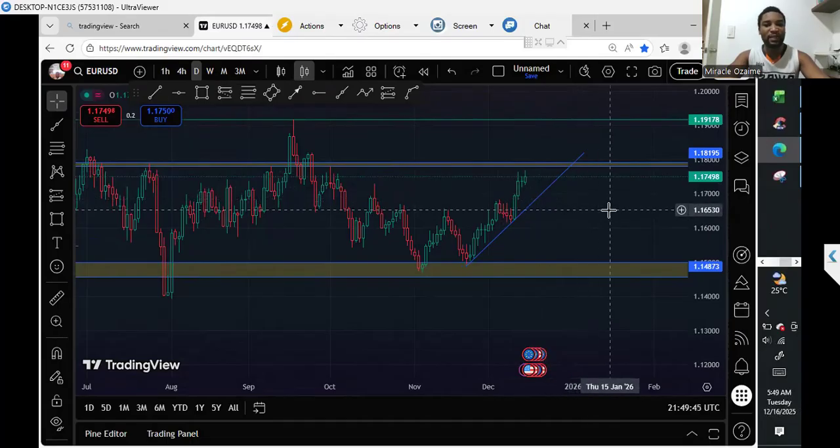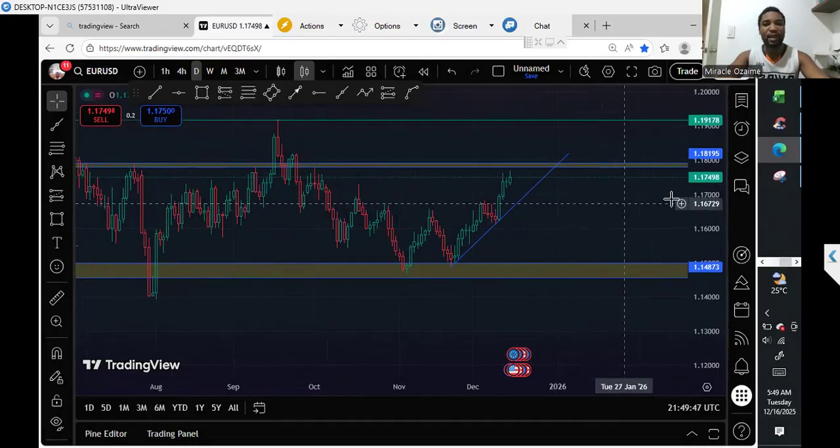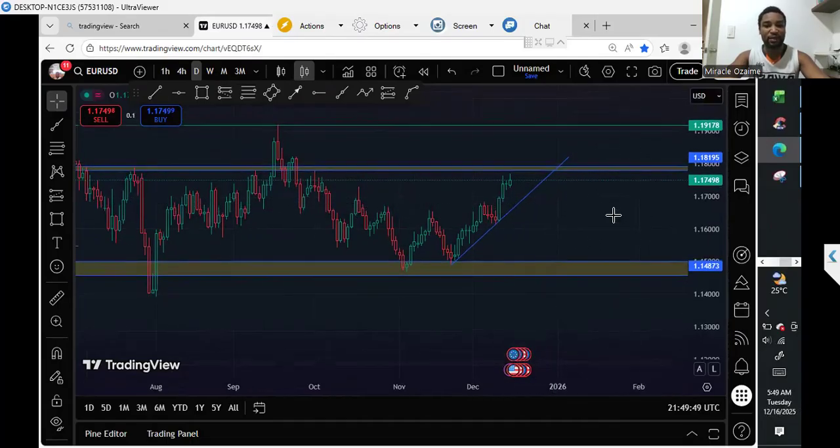The only reason why I'm going to be considering a sell in this situation is if I see a break of this counter trend line. That's only when I'm going to be considering a sell. So I am favoring the upsides to the tune of 80% as of the moment.